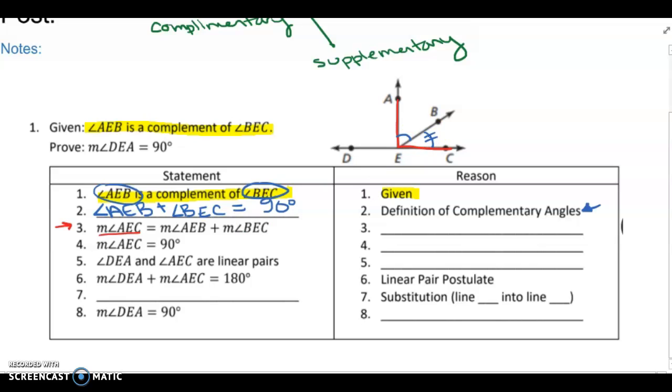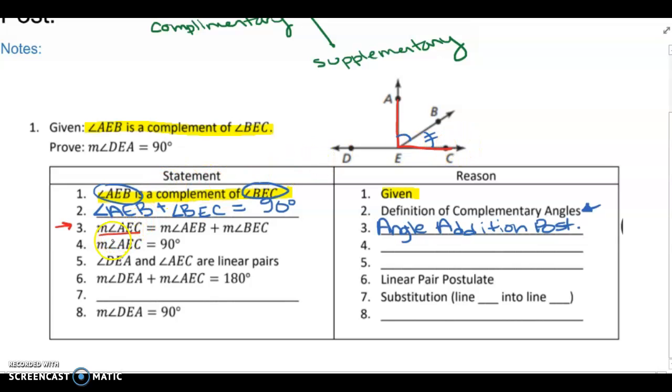Okay, so go back and look on your sheet to see which postulate tells that to us. And it's something we've been using since section 1. This is the angle addition postulate. So you can add two angles that are side by side to equal the big angle. That's where that came from.